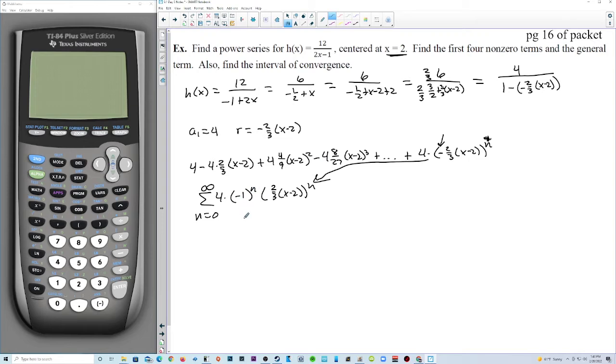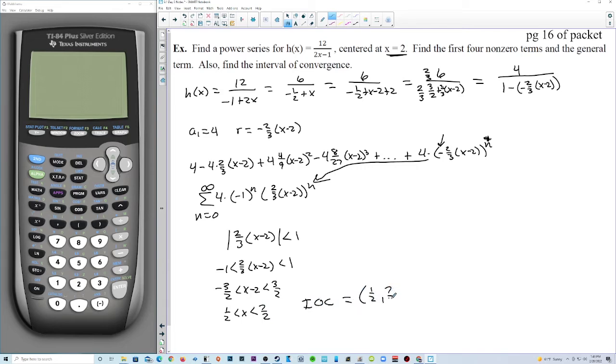Find the interval of convergence. So absolute value of, I'm not going to worry about the negative. So 2/3 x minus 2 less than 1, negative 1 less than 2/3 x minus 2 less than 1. So multiply by 3 halves. So negative 3 halves less than x minus 2 is less than 3 halves. And then add 2. In other words, add 4 halves. So we have 1 half less than x less than 7 halves. So the interval of convergence is 1 half to 7 halves.